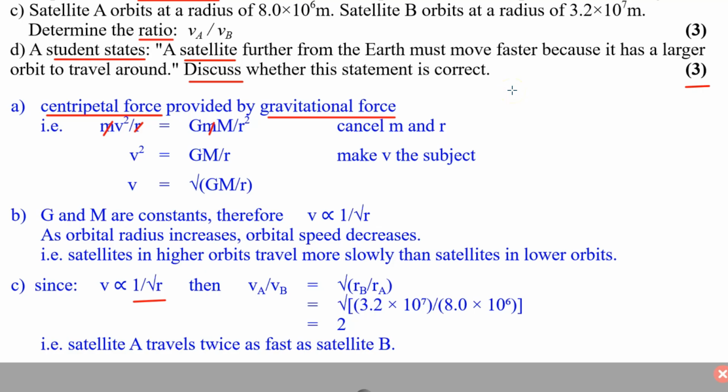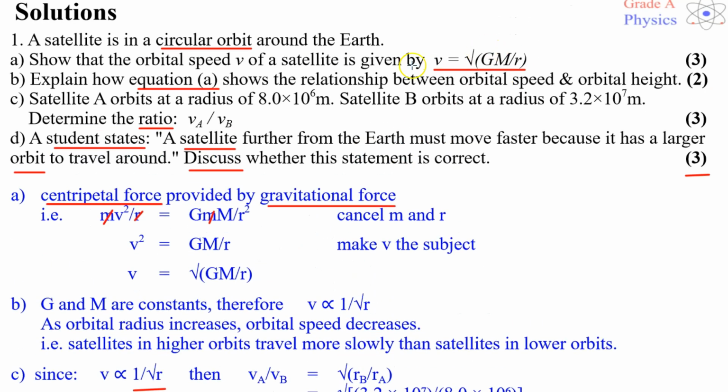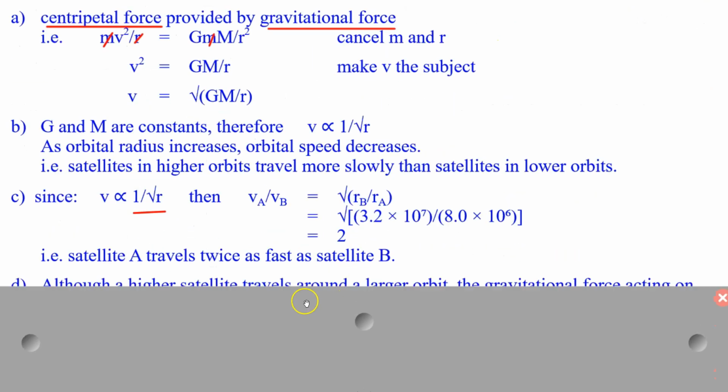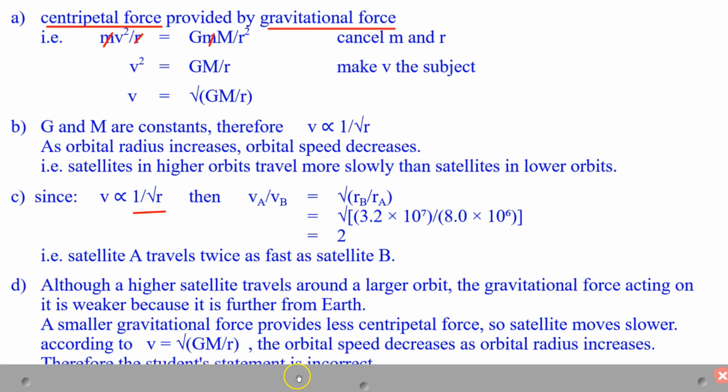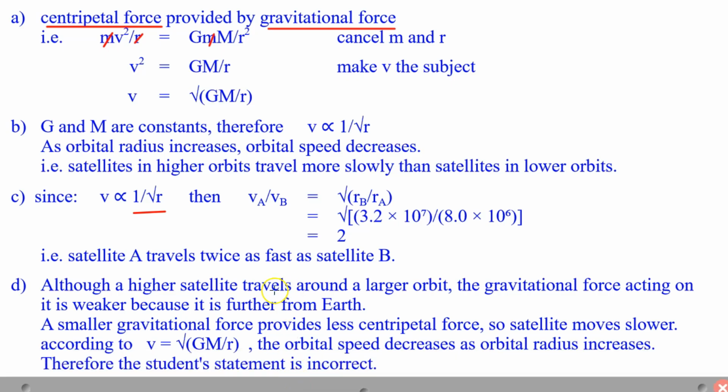So this is quite a tricky question to answer, but hopefully it should follow on from the ideas discussed earlier on in the question. So, further from the Earth must move faster because it has a larger orbit. Well, it does have a larger orbit, but we've just said, well, it doesn't move faster because of this expression here. So we just need to go through and write sufficient information to get 3 marks. So we can acknowledge that it does have a larger orbit. Yes, it does. So it's further away.